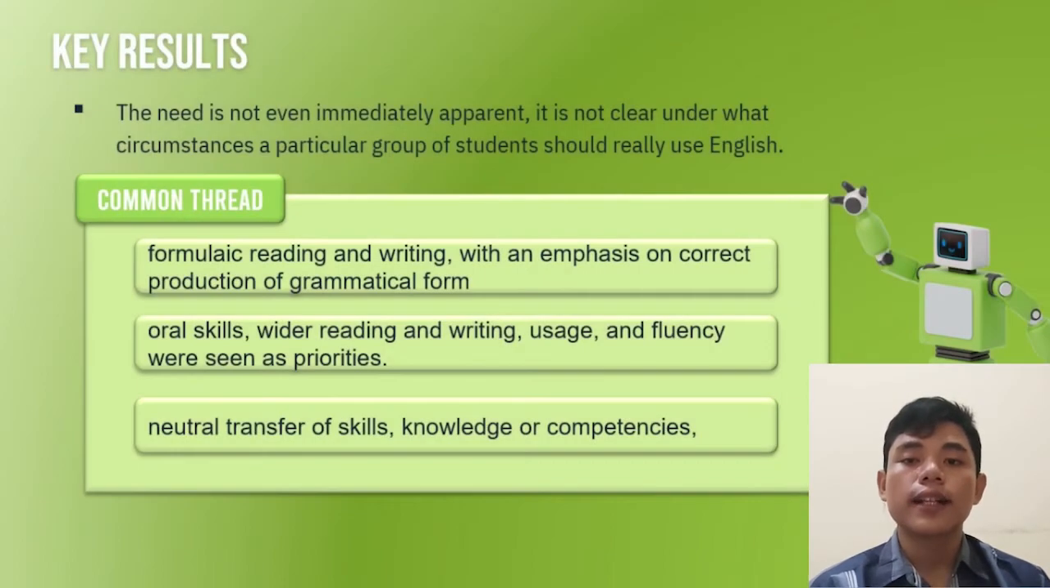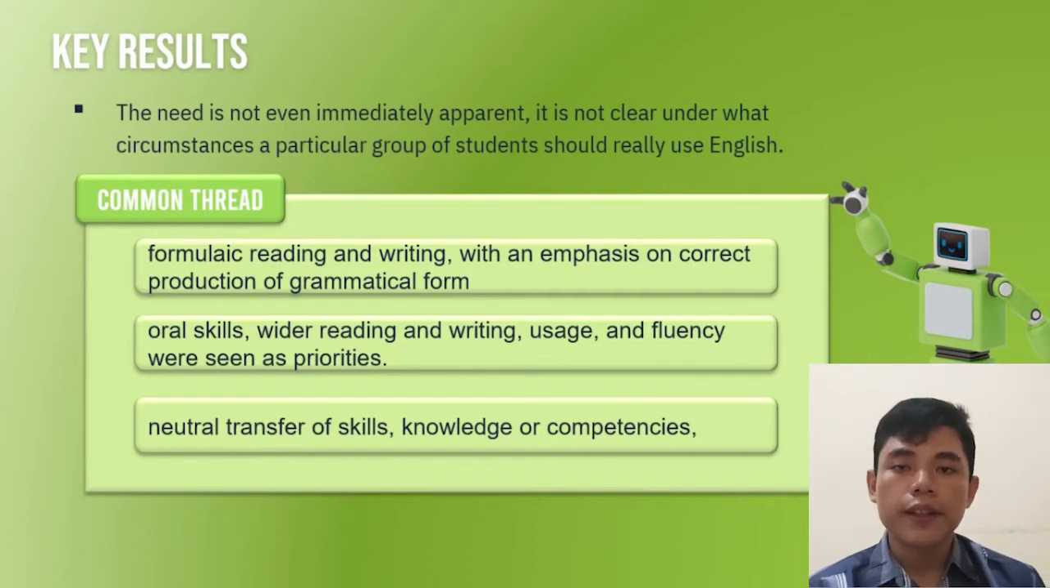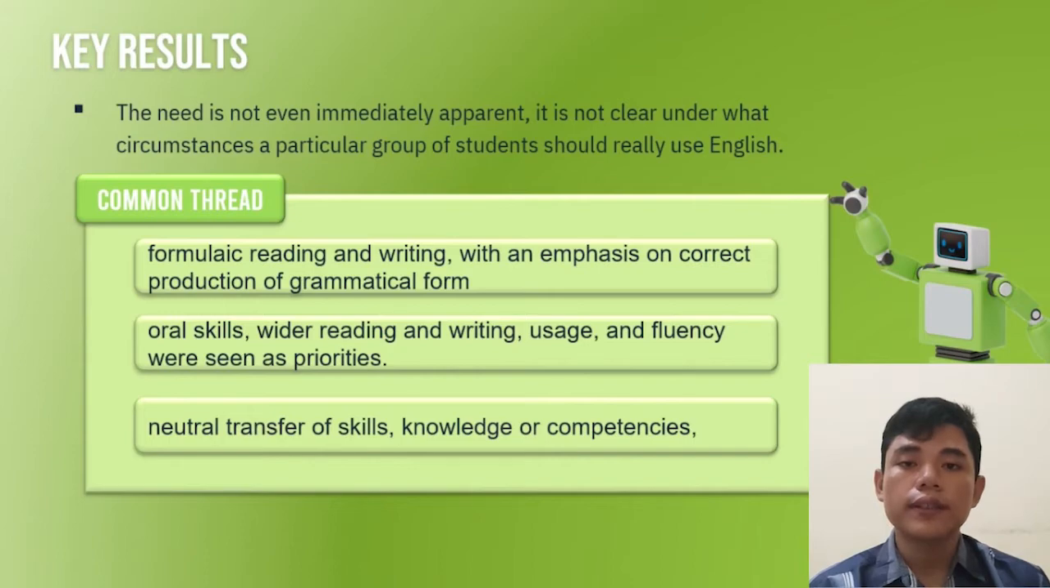Next, key results. In some cases, the need is not even immediately apparent. It is not clear under what circumstances a particular group of students should really use English. Prior learning usually focused on reading and writing formulas, with an emphasis on producing grammatically correct forms. Therefore, a wider range of oral, reading and writing skills usage and fluency are seen as priorities, more basic than transfer of skills, knowledge, or competencies.